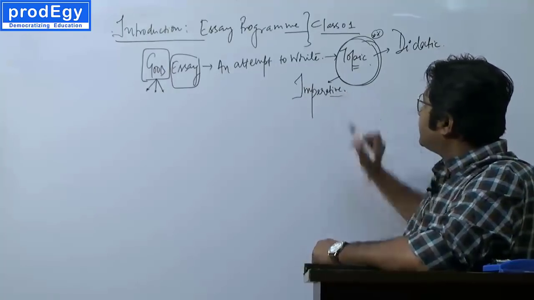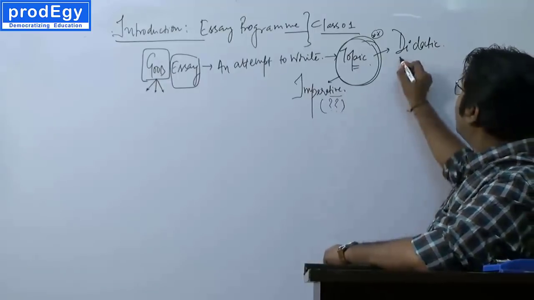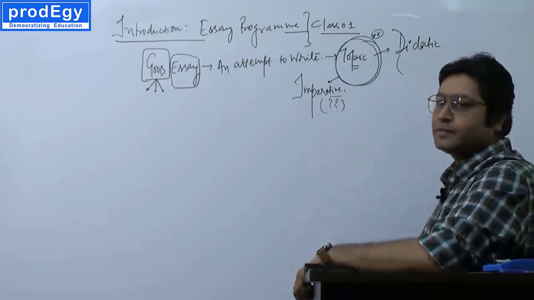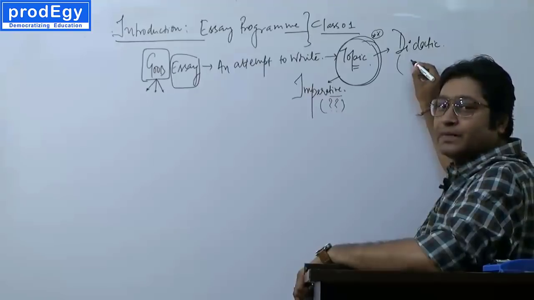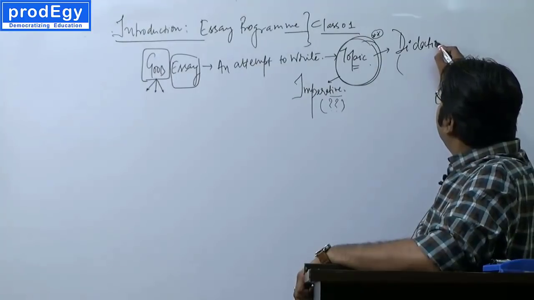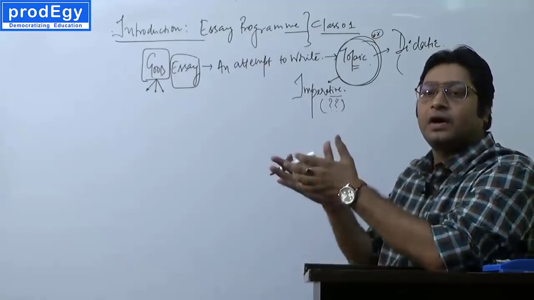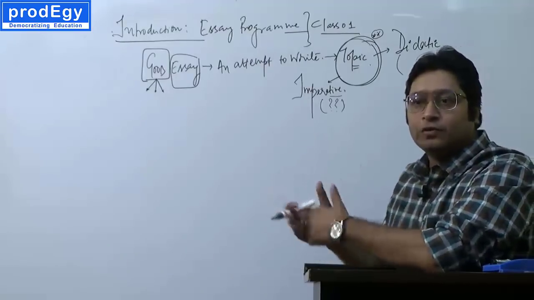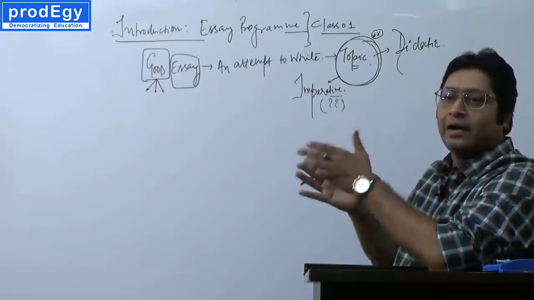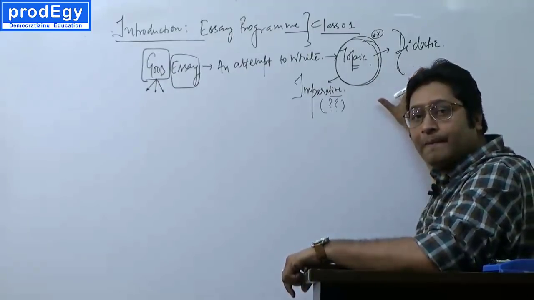So let us say it is imperative, and something imperative is needed, necessary, but still questionable. Now, didactic is something that is more pedagogic in nature. It is something which is instructing you, something which is teaching you, giving you a specific kind of direction. That is didactic. So this can also be one tone.